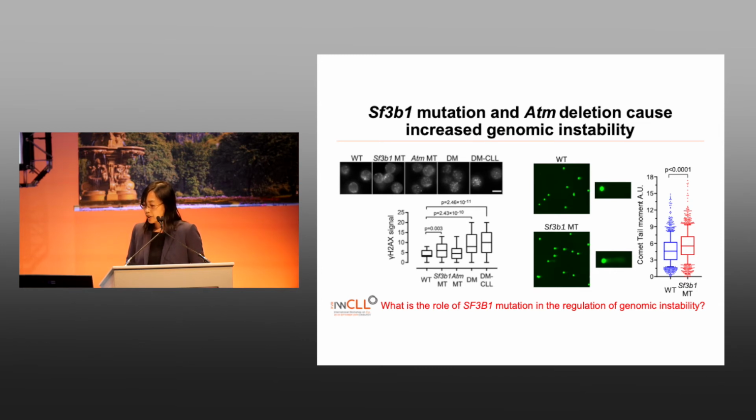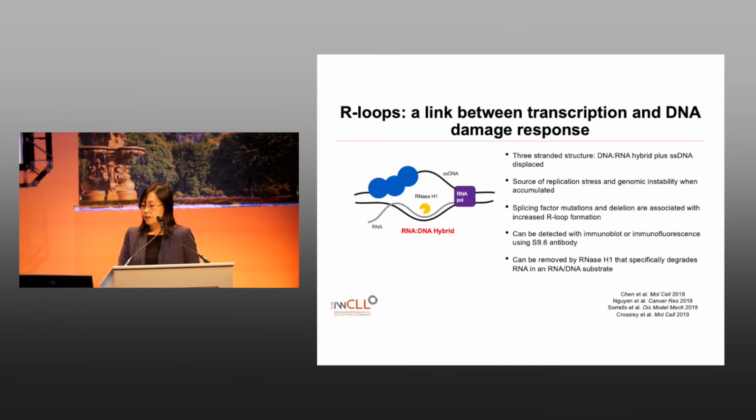So this raises one question: what is the role of SF3B1 mutation in the regulation of genomic instability? We considered whether R-loop accumulation could be one potential mechanism. R-loop is a link between transcription and the DNA damage response, and we know that RNA splicing is transcription coupled. This is a natural product that contains a three-strand structure, which has the DNA-RNA hybrid plus the single-stranded DNA. Normally it is a natural product, but when it accumulates, it can generate replication stress and genomic instability.